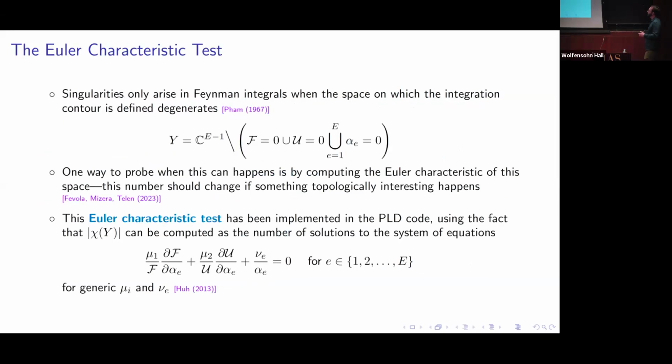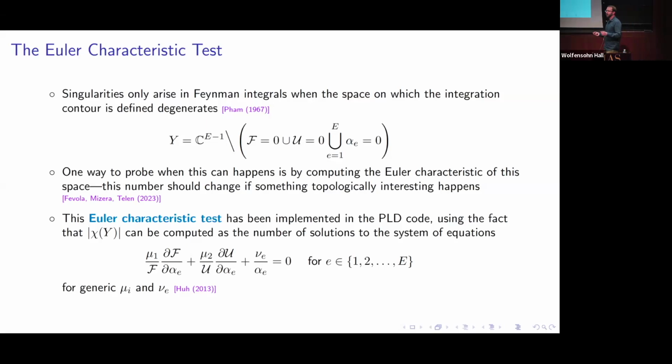So the idea behind the Euler characteristic test is that singularities can only arise in Feynman integrals when the space on which the integration contour is defined degenerates. So specifically, I have this space in mind, where we start with a complex space of E minus 1 dimensions corresponding to our independent Feynman parameters. And we subtract out of this space the vanishing locus of the F and U polynomials and our original integration endpoints in the Feynman parameters.